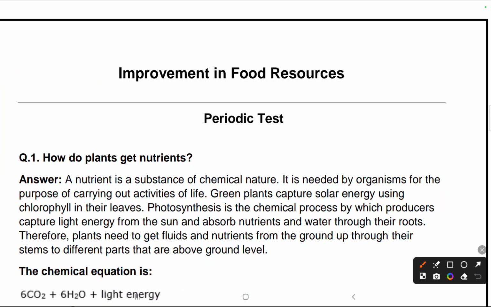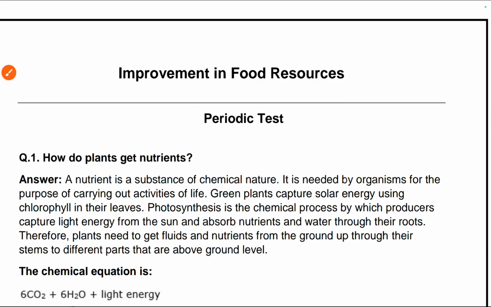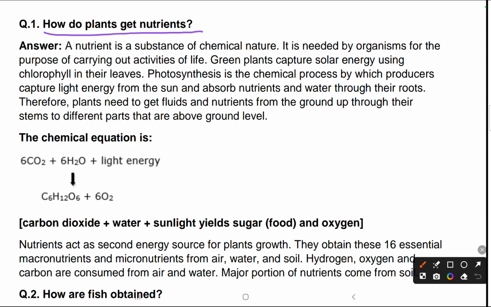Hey everyone, today we are going to start with a chapter that is one of the toughest chapters of class 9 science. So let's practice some questions which can come in your periodic tests, in your midterm, in your final exam. So the first question is, how do plants get nutrients?